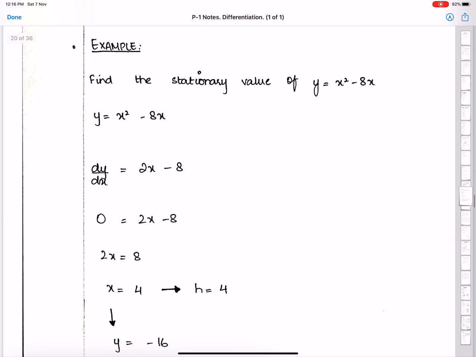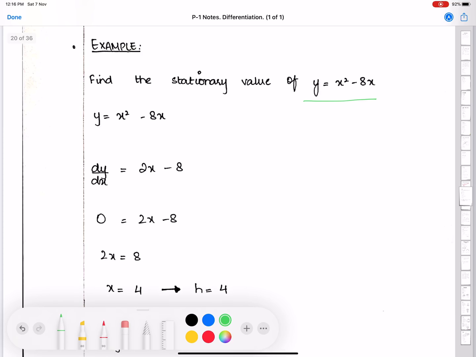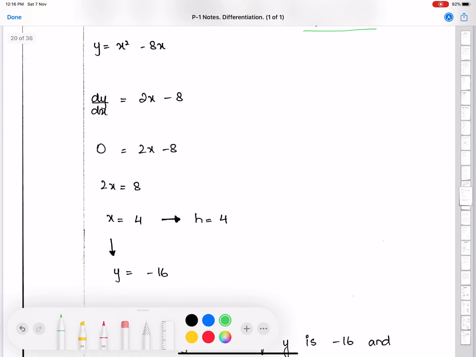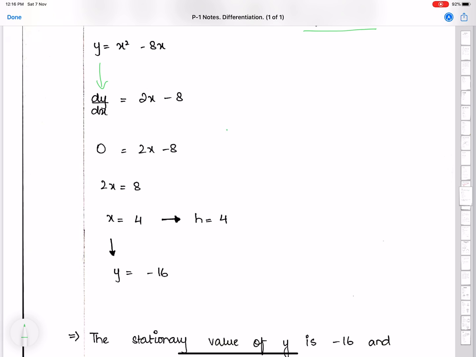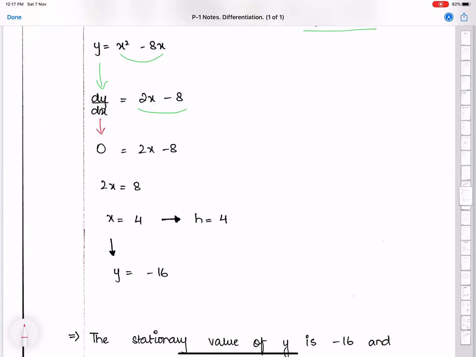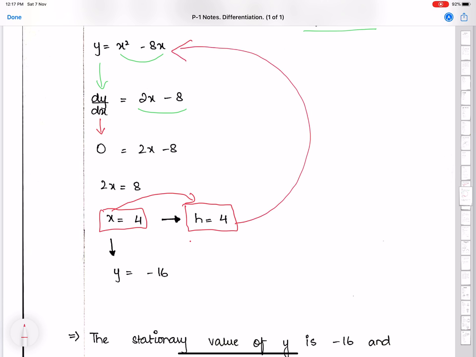Example. Find the stationary value of this function. So in order to get the stationary value, we need to differentiate the function first. So the differential of y is dy upon dx and the differential of the right side is 2x minus 8. So for a stationary point or a stationary value, we need to equate gradient to 0. Hence we have got x equal to 4, which is the x coordinate of the stationary point and which is written as h.